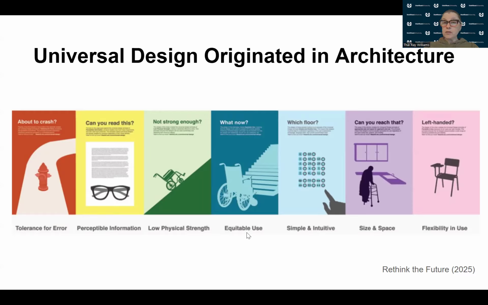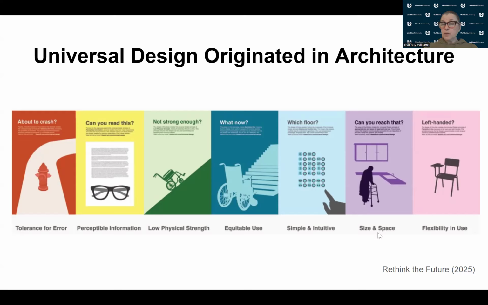We want to make sure there's equitable use. That things are simple and intuitive. So again, here's an example of an elevator, and we wouldn't have something like 1, 6, 21, 14. We want to make sure it's simple and intuitive for people to access.